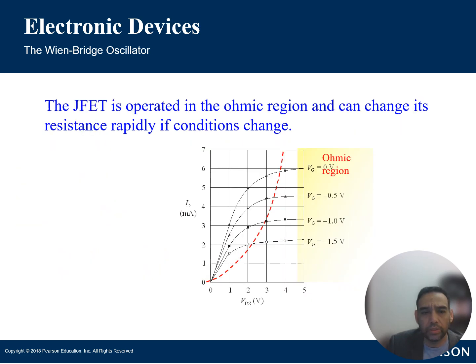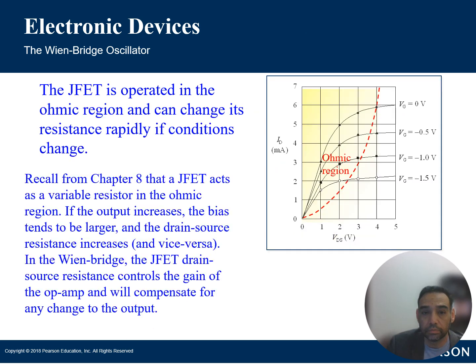All right, so here we just see a characteristic graph of the JFET, and it's operated in this ohmic region. This can change its resistance rapidly if conditions change. So this is just talking about the component tolerances and how they're affected by environmental factors. Now, if you have this as a feedback, you can have this automatically compensate for your feedback depending on your environment. Pretty cool.